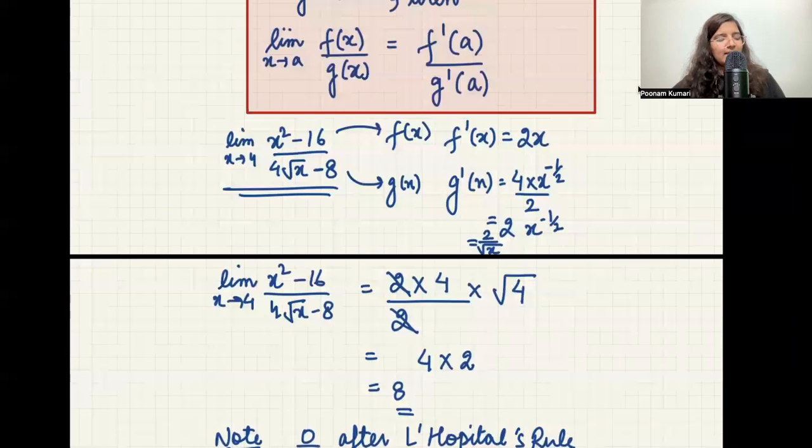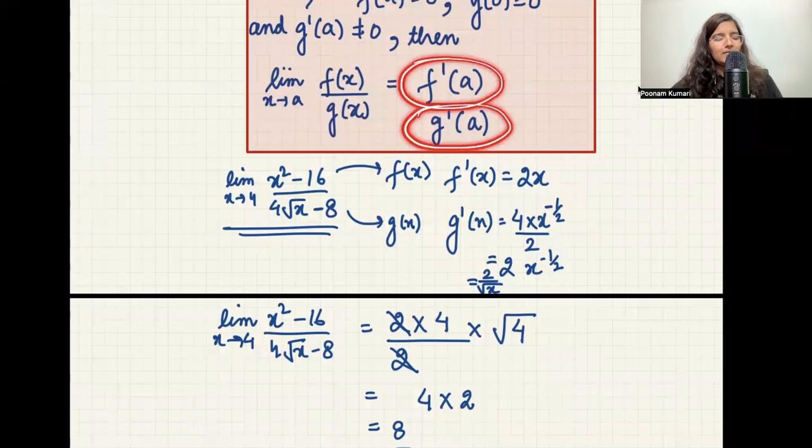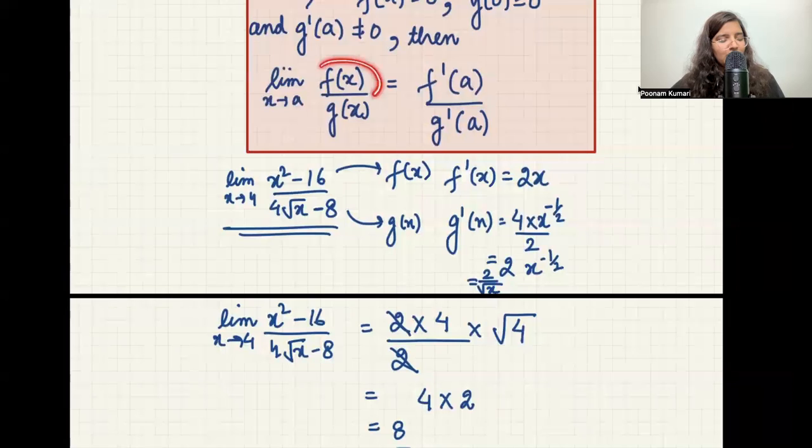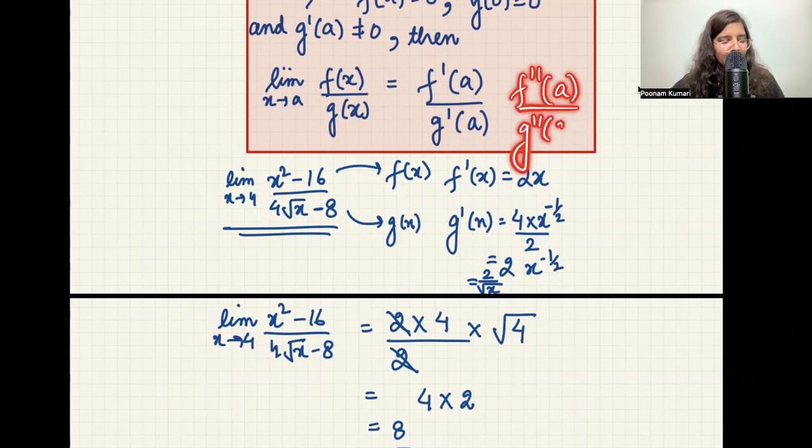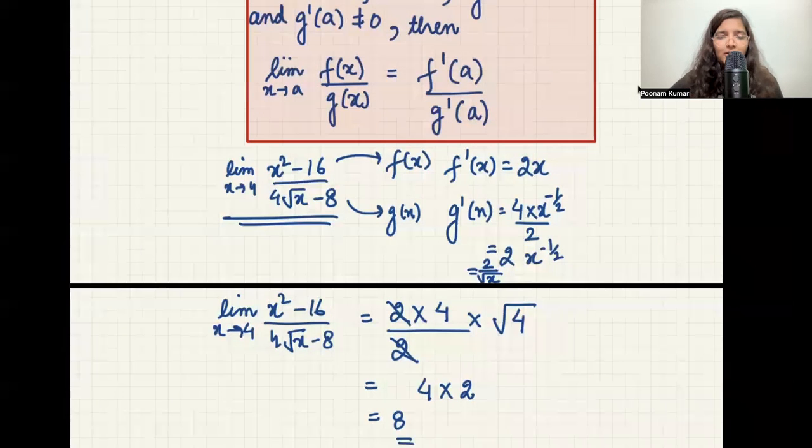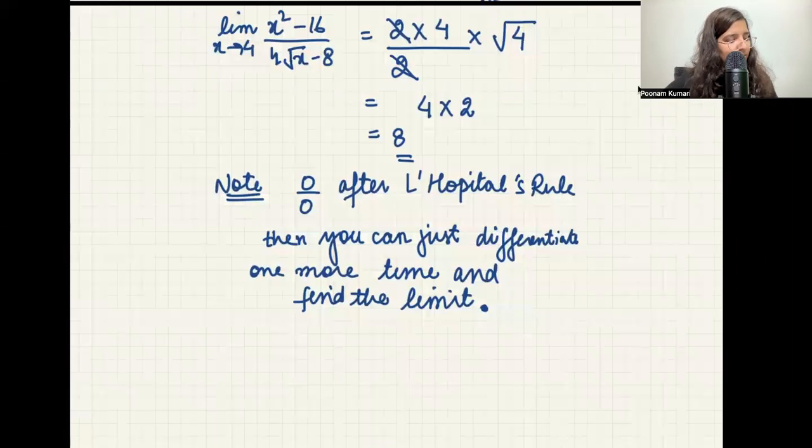So if something like this happens that, okay, this again turns out to be 0 by 0 form, then you do what? Differentiate this function again. So you do f double prime and then find the value at a, and then do g double prime and then find the value at a. And whatever this value is, that will be basically your limit. Okay, so this is something that you can keep in mind as a side note, if you ever be in a situation like that.